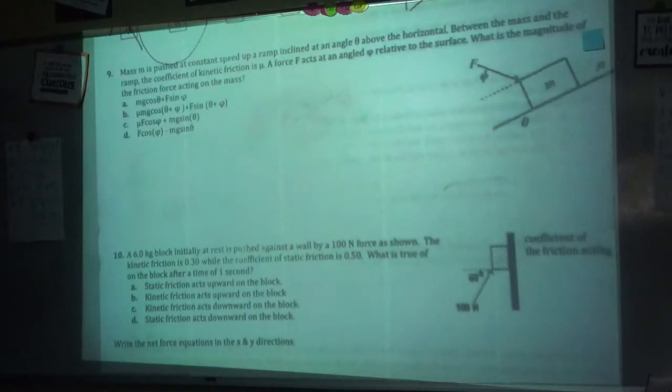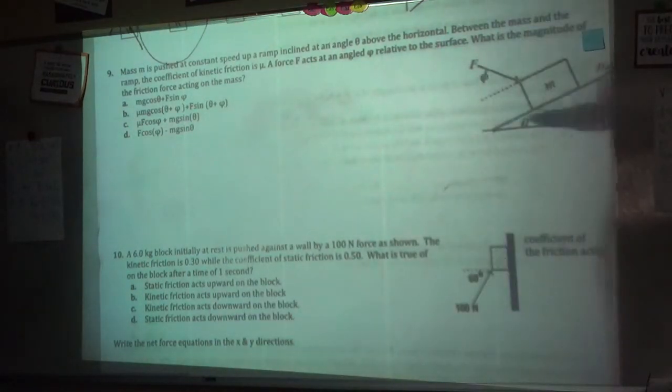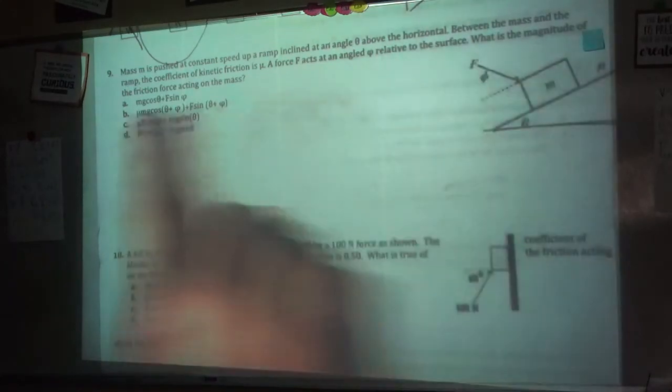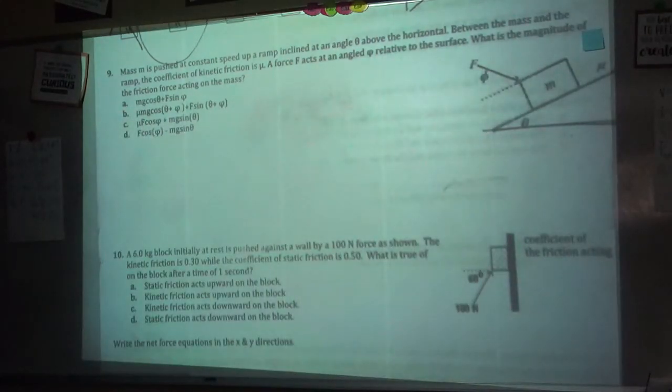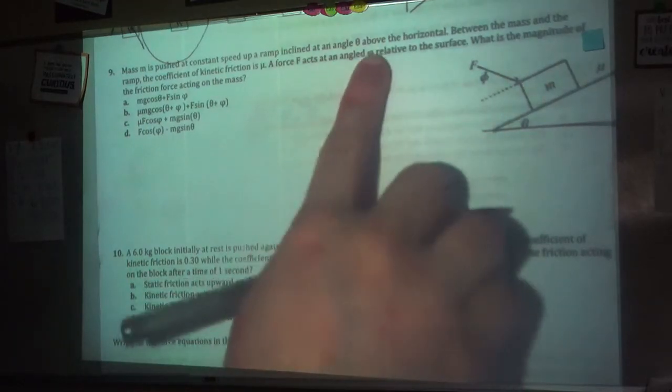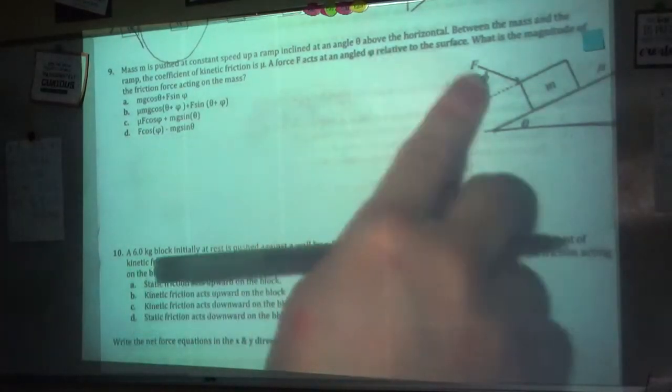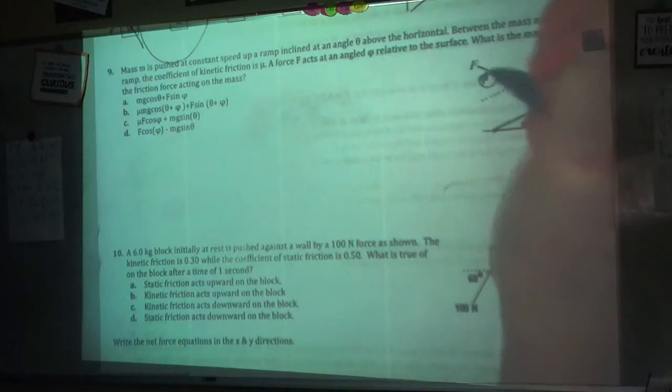Right, number 9, so mass M is pushed at a constant speed up a ramp at an angle theta above the horizontal. So this is the angle of the ramp. And then between the mass and the ramp, there's a coefficient of friction mu. A force F acts at an angle, not theta, sorry, this is phi, relative to the surface. So it wasn't super clear, that's this angle right here.